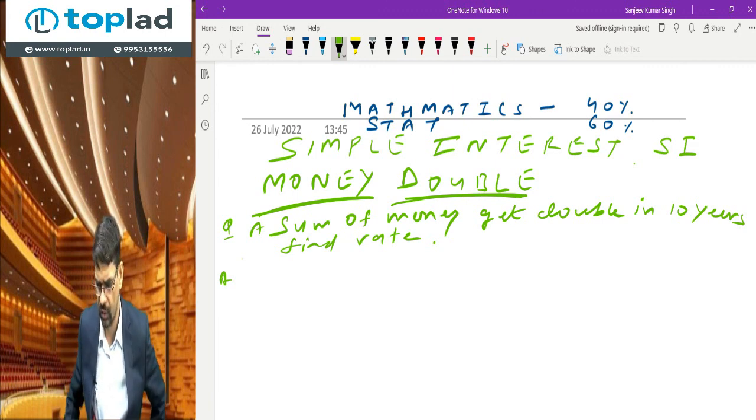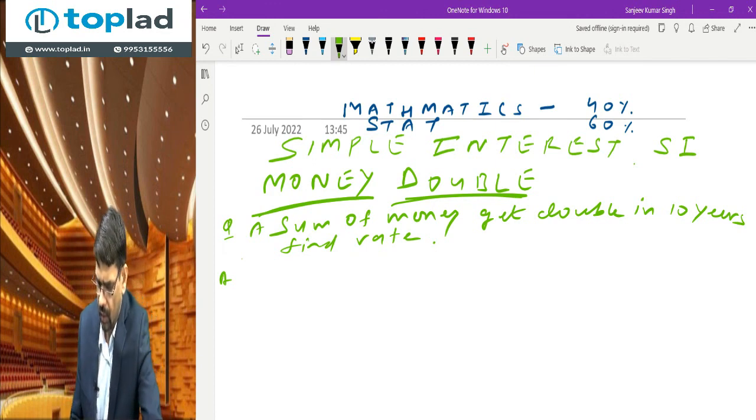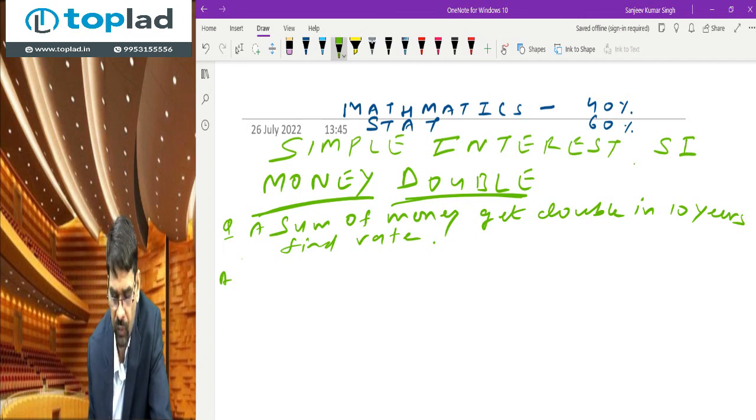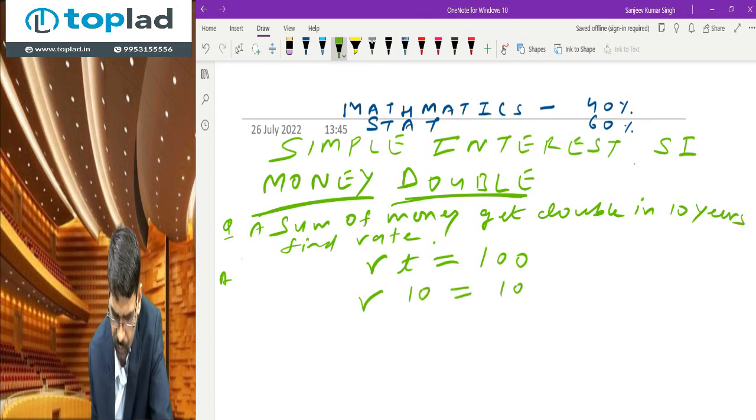I think 5 minutes is over. So now we will solve this question for you. Each and every student knows the formula for double the money. Our formula is RT is equal to 100. Find rate. Rate is unknown, and time is 10. So R times 10 is equal to 100.